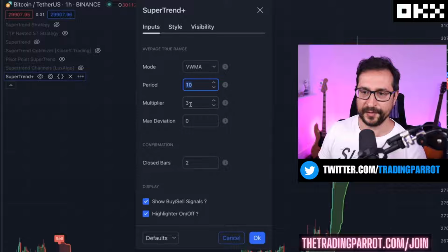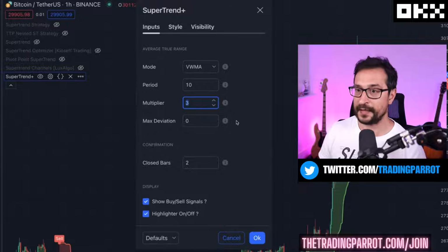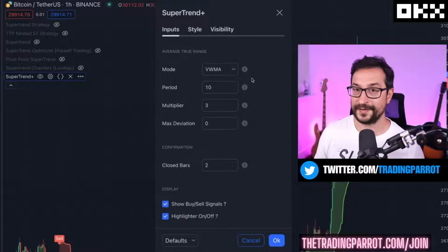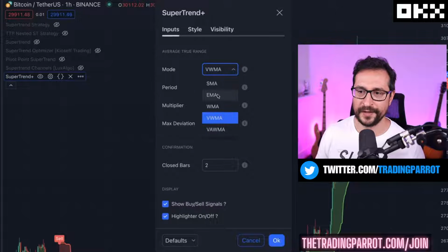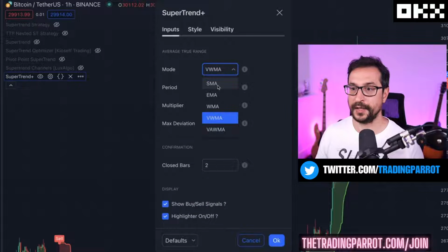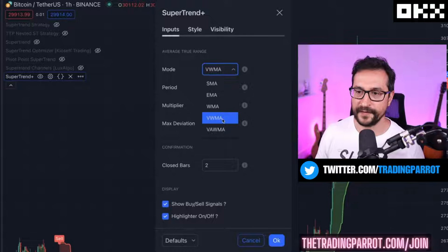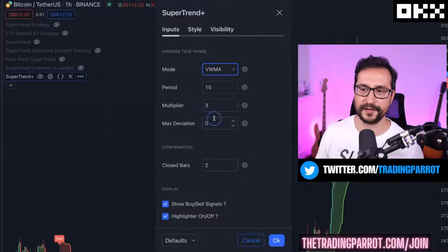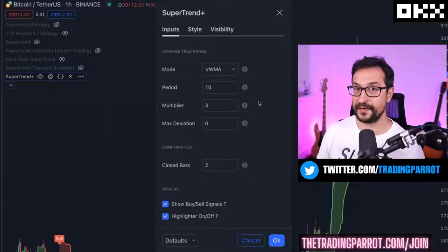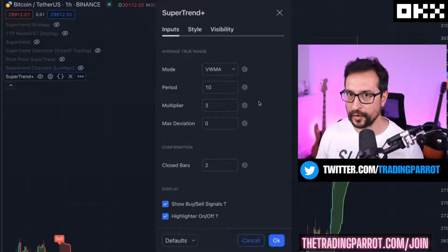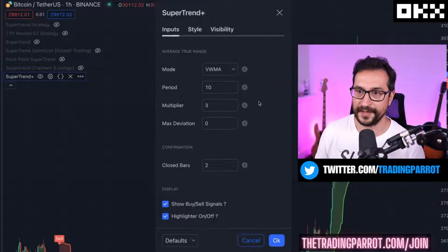We still have the period and the multiplier, but there's a lot of extra stuff that I want to run with you because they're super cool. Number one, the standard Supertrend uses a moving average, but in Supertrend Plus, you get different moving averages to be able to calculate the average true range. I find it very cool that you can use the volume-weighted moving average as well, which means that you're incorporating the volume in deciding the trend, which makes a lot of sense.